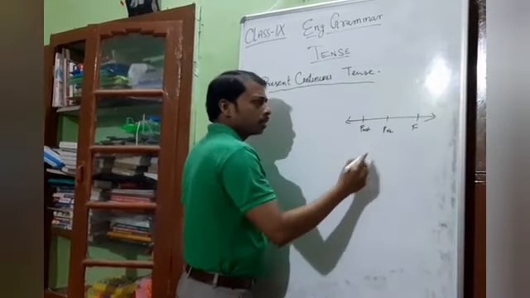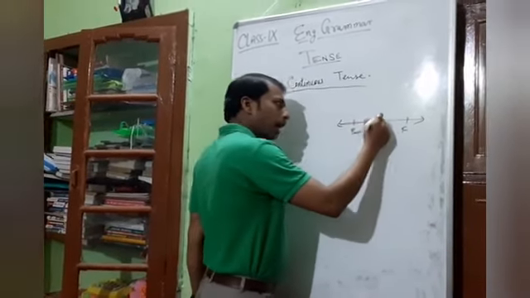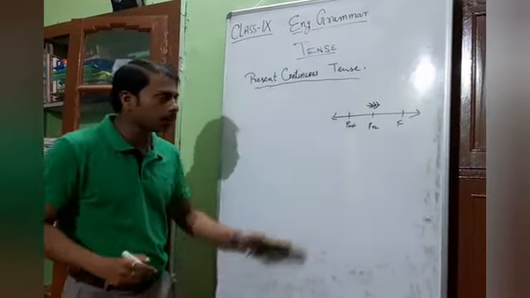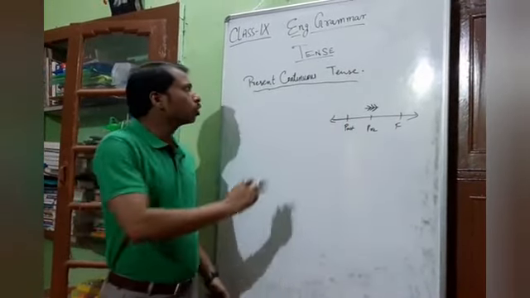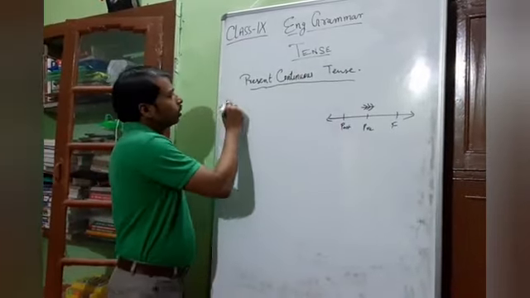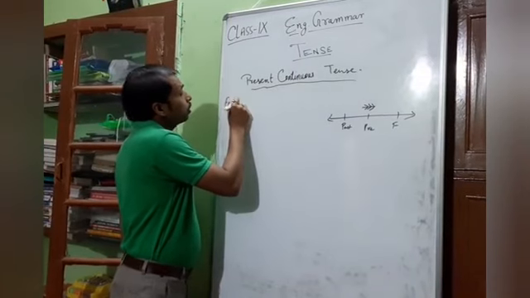This is past, future, this is present. So at the moment, an action which is going on, still in progress, such kind of action is said to be present continuous tense. Let's look at the formation at first. What is the formation?